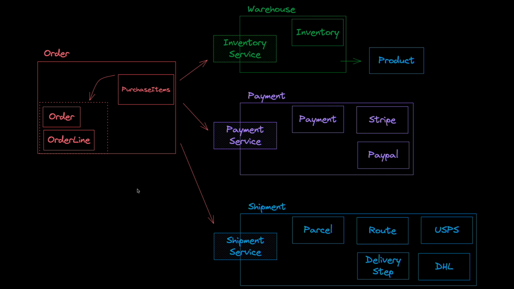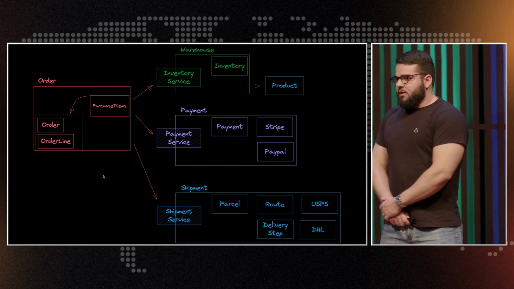And this is what we kind of have. So we have those services being owned by the different modules, but purchase items still knows about all of the modules. So you're still somewhat coupled to them. And if something breaks there, it's going to break your code. What can we do to remedy this?